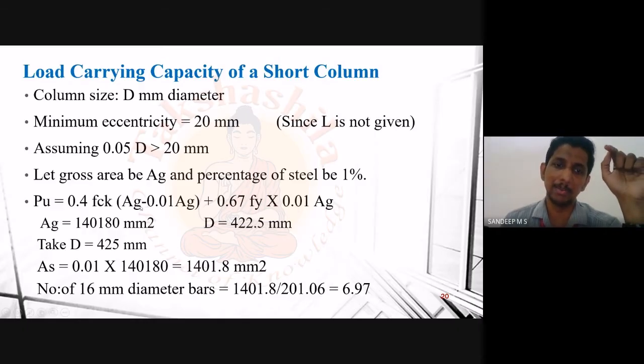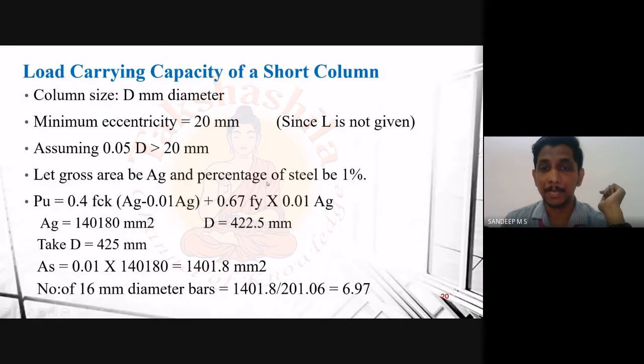In order to get that, from the total area, that is the gross area, we are subtracting 0.01 times the gross area. Why are we doing that? Because we are assuming that the percentage of steel present in my gross area is 1%. That means 0.01 times the total gross area, which is 0.01 Ag. So in order to get the area of concrete, I have to subtract 0.01 Ag from the gross area, so that I will get Ac. As per the equation, we have to substitute Ac here, so I have substituted and found the value of Ac in terms of Ag, the gross area.